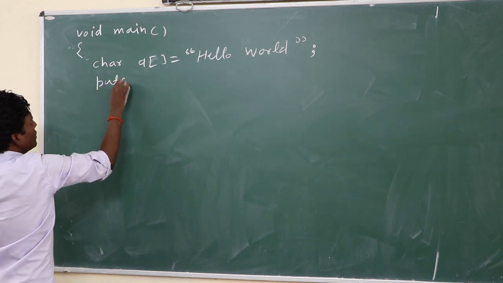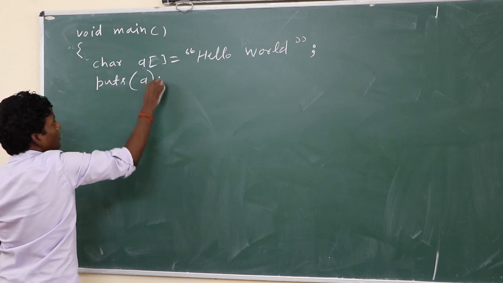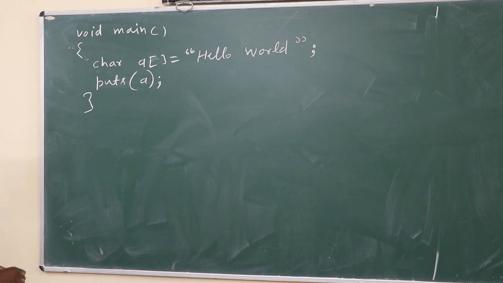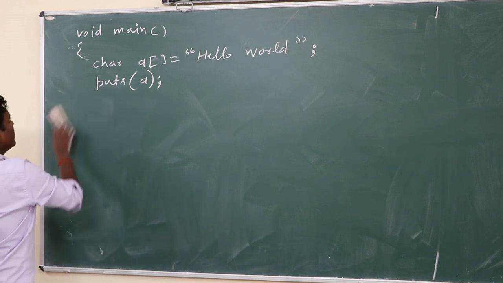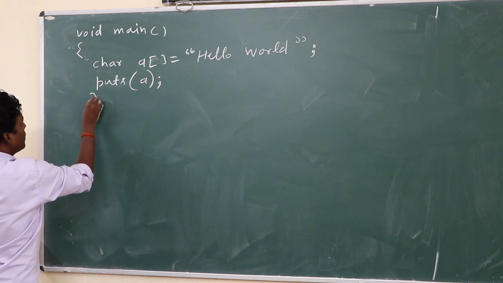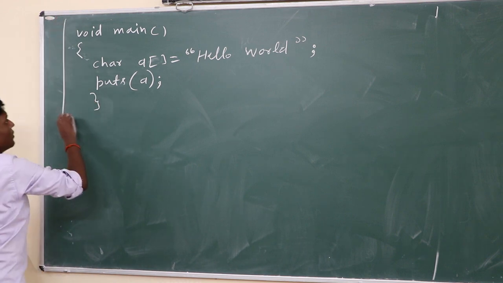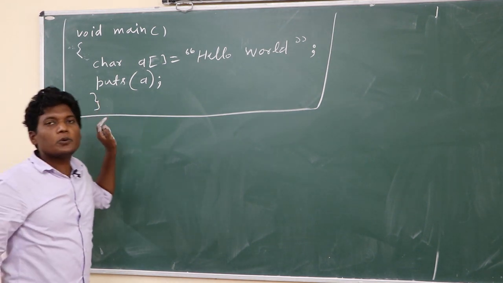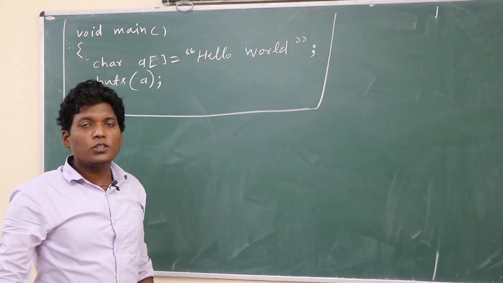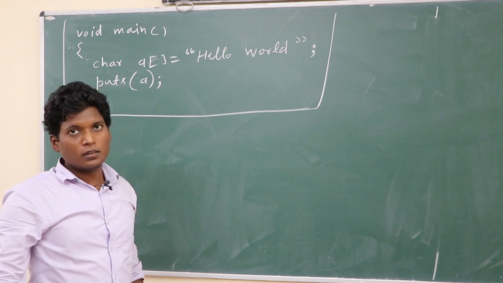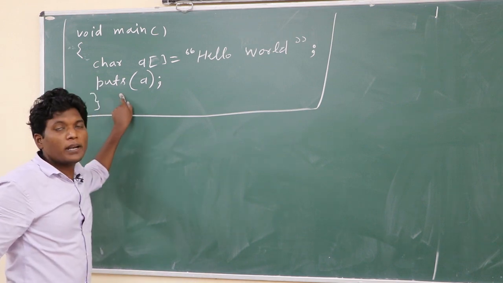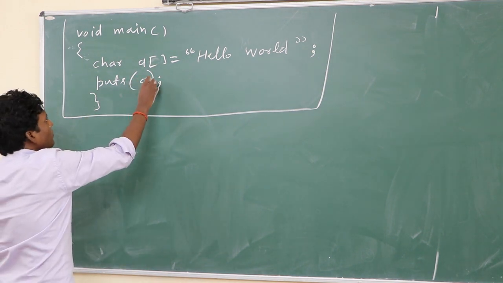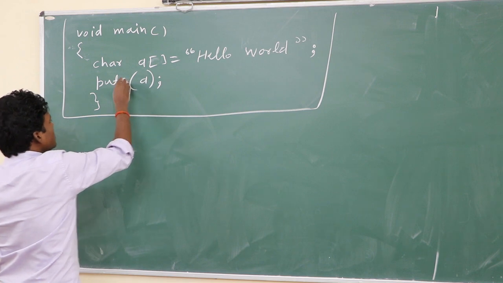Here puts a, and the bracket is closed here. Puts is a predefined function used to print the string. Okay, puts is used to print the string, a multi-word string. Puts can print a multi-word string or simply a string.